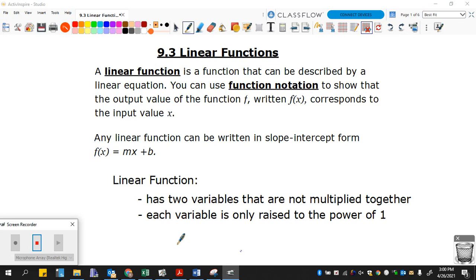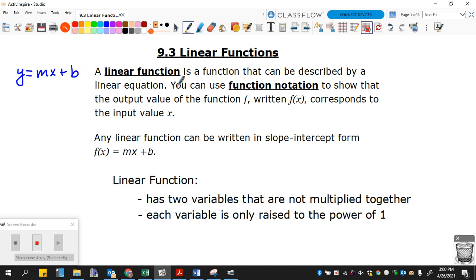All right, in this lesson, we're going to talk about linear functions. A linear function is simply a function that can be described by a linear equation. The way we normally write a linear equation, which we talked about a little while ago, is slope-intercept form: y is equal to mx plus b.